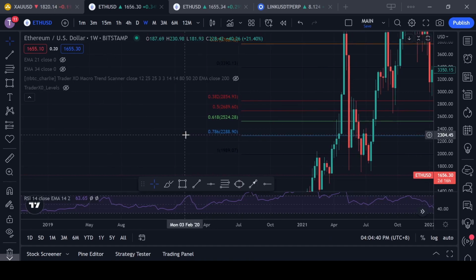So what do all these levels mean? Basically, they are just mathematical numbers that are very important in trading. I do not know the reason for these exact numbers, but it really helps a lot in your trading. So that's why I use it.